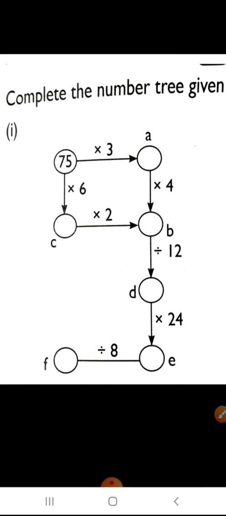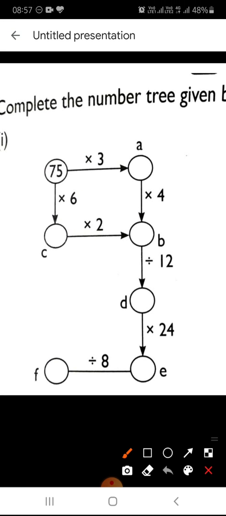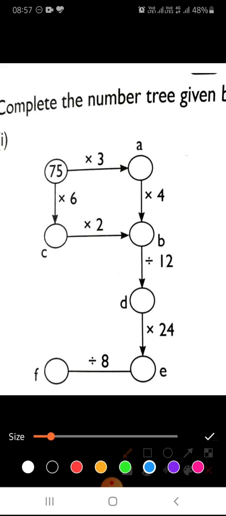Now question number 15. Complete the number tree given below and find the missing number. Here you have to complete this tree. It's very easy. You just have to follow the instructions. Whatever instructions are given, you have to do according to that only. Okay. Now in the first one you can see 75 multiply by 3, means you will multiply 75 by 3 and whatever answer you get, you will write here. If we multiply these, we will get 225. You can divide it also. So we will get 225.